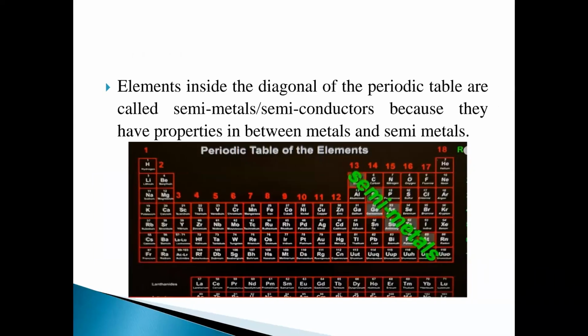Now, elements inside the diagonal of the periodic table are called semi-metals. Listen to this, elements inside the diagonal of the periodic table. Now we say the left-hand side and right-hand side. Now we're saying inside the diagonal of the periodic table are called semi-metals or semiconductors because they have properties in between metals and non-metals, right?